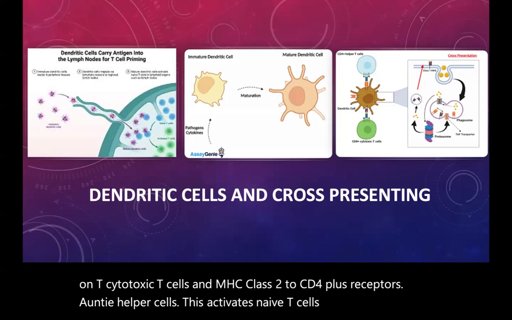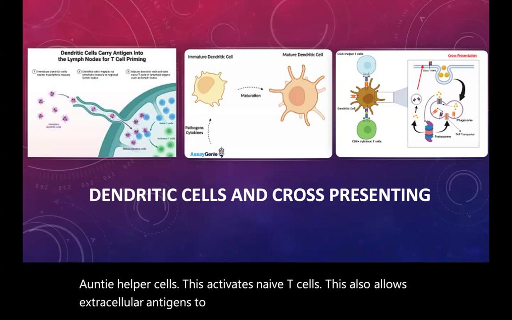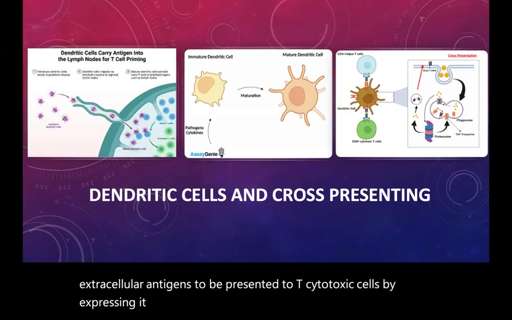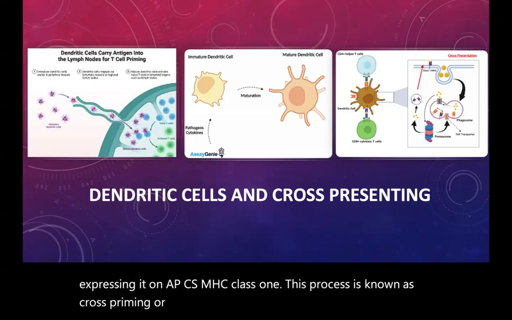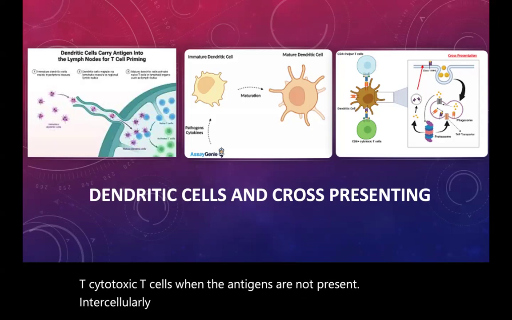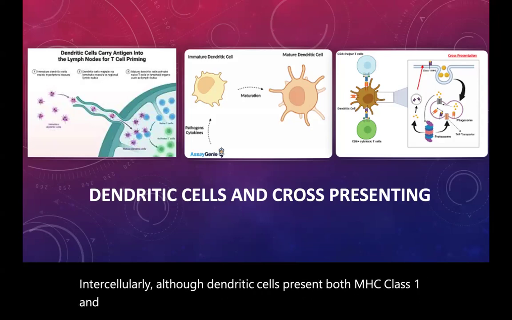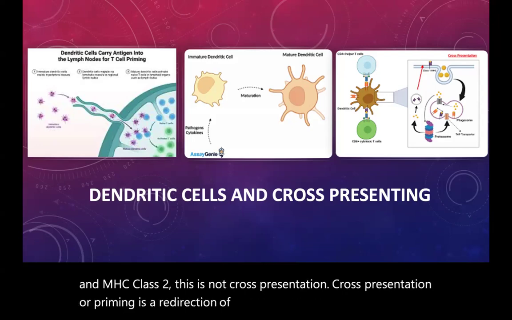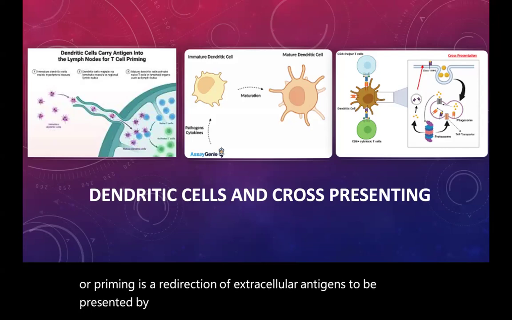This also allows extracellular antigens to be presented to cytotoxic T cells by expressing them on the APC's MHC class 1. This process is known as cross-priming or cross-presentation. This helps in the activation of cytotoxic T cells when the antigens are not present intracellularly. Although dendritic cells present both MHC class 1 and MHC class 2, this is not cross-presentation. Cross-presentation or priming is a redirection of extracellular antigens to be presented by MHC class 1.